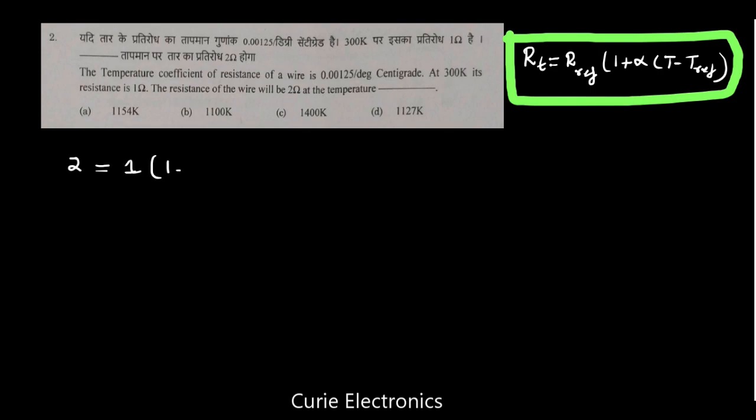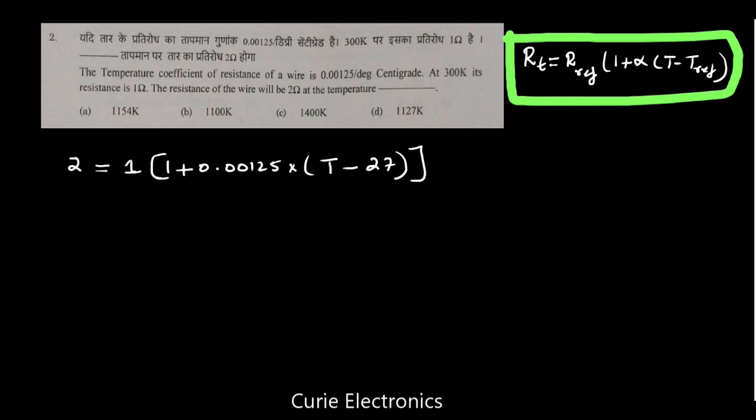multiplied by 1 plus, what is the value of alpha? 0.00125 multiplied by, inside the bracket what is there? Let it be a square bracket, that is T. T is the temperature we have to find, that is T minus 300 Kelvin, we have to write it in degree Celsius. So it is 27 degrees Celsius.